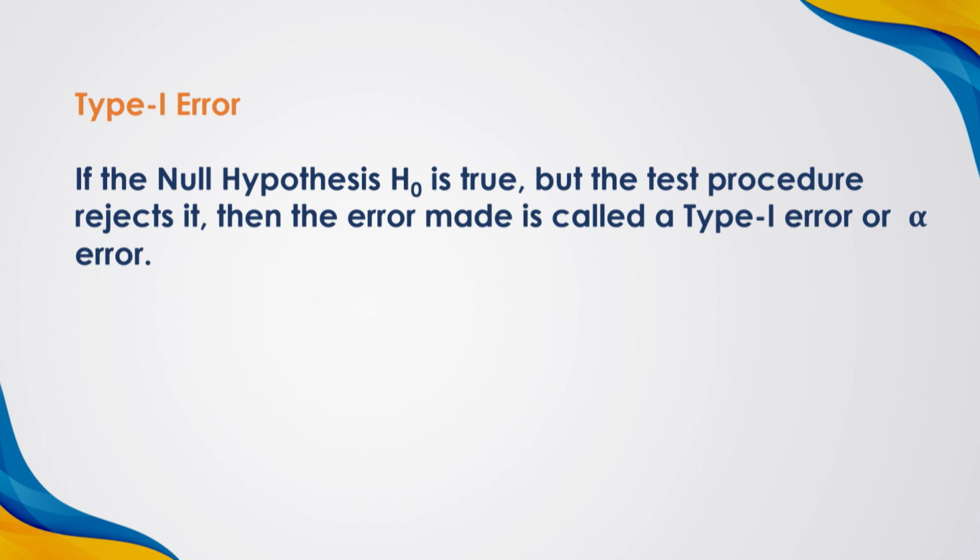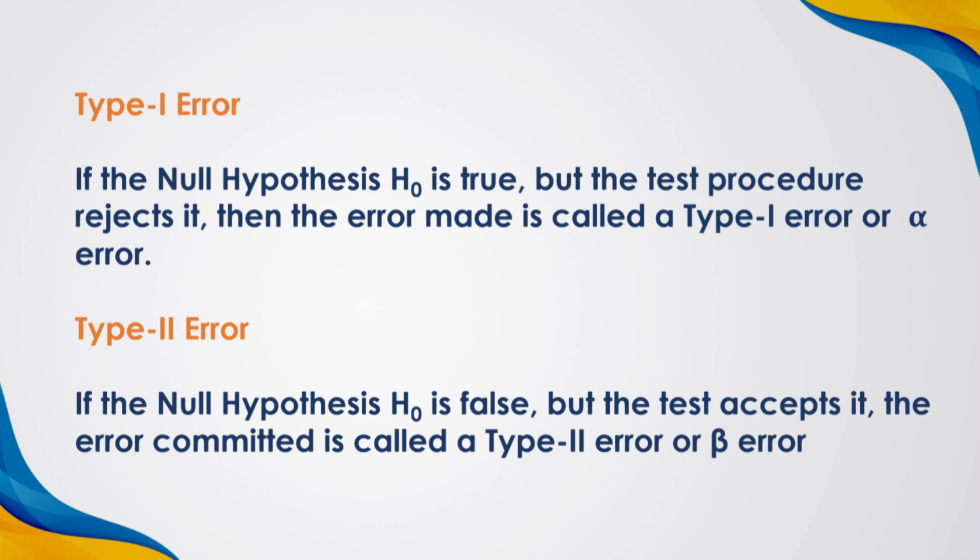I can give you a simple example: in quality control, when you are checking a product, it may be of good quality, but you may be rejecting it. That is a type 1 error. Similarly, type 2 error: if your null hypothesis H0 is false, but the test accepts it, the error committed is called type 2 error or beta error.